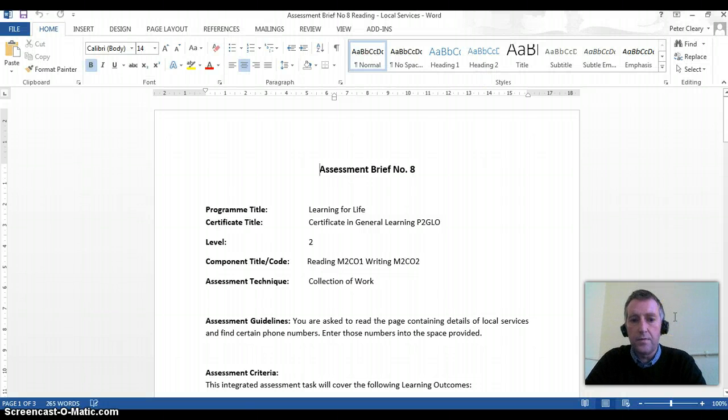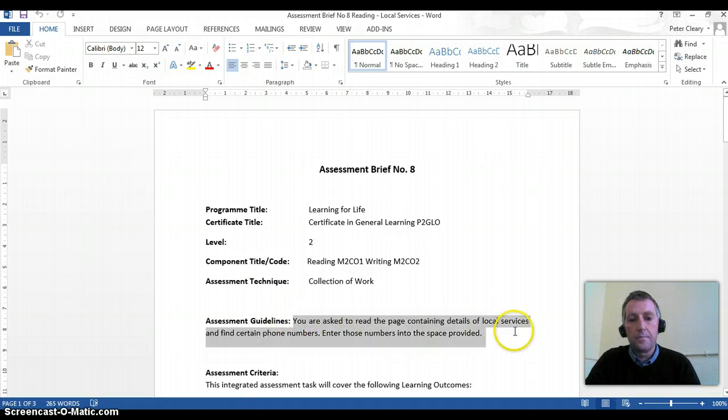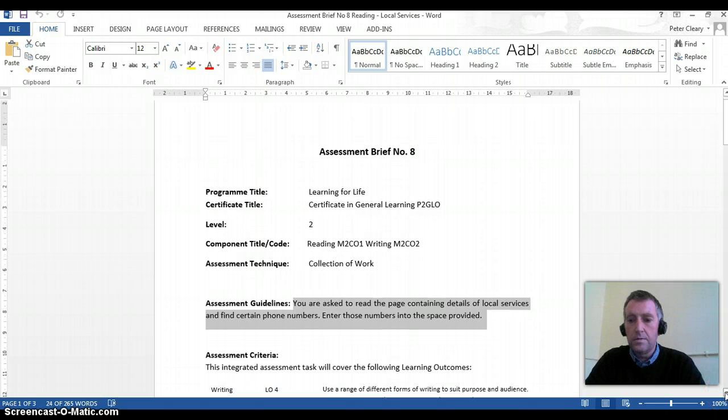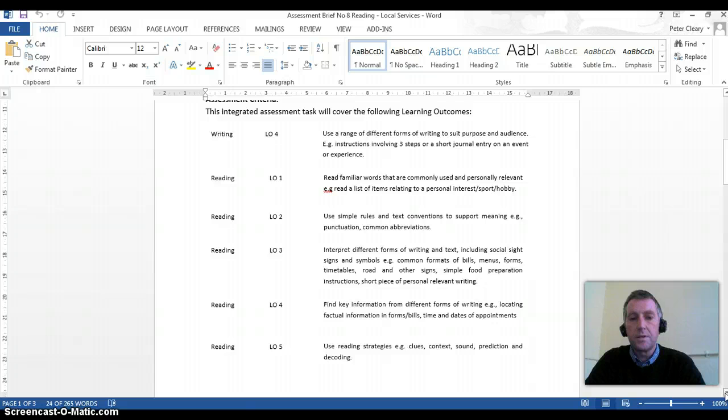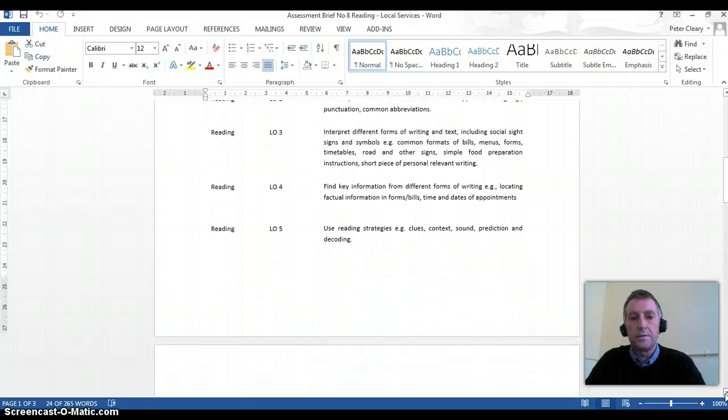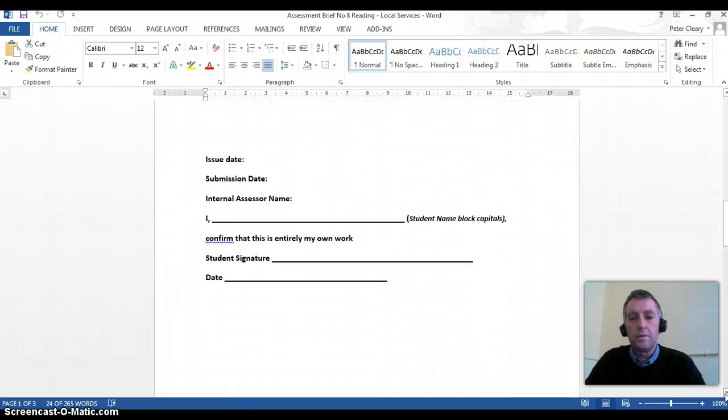Assessment brief number 8. Assessment guidelines. You're asked to read the page containing details of local services and find certain phone numbers. Enter those numbers into the space provided. So scroll down the page. The learning outcomes that are met by this activity are listed on the assessment brief.